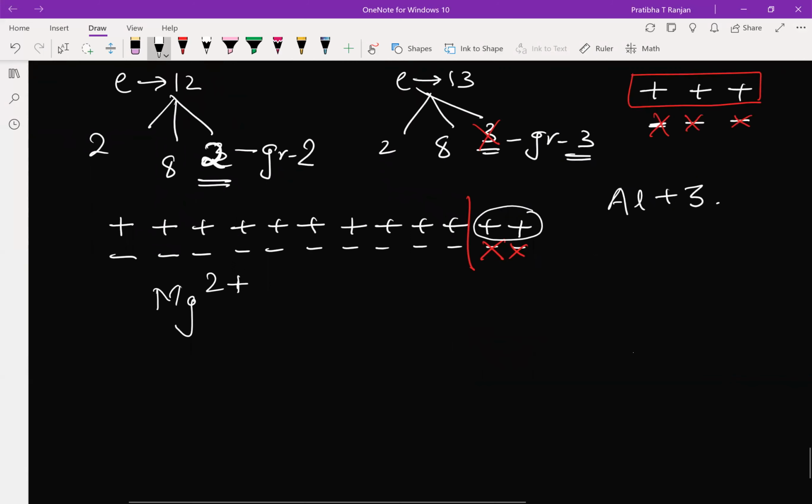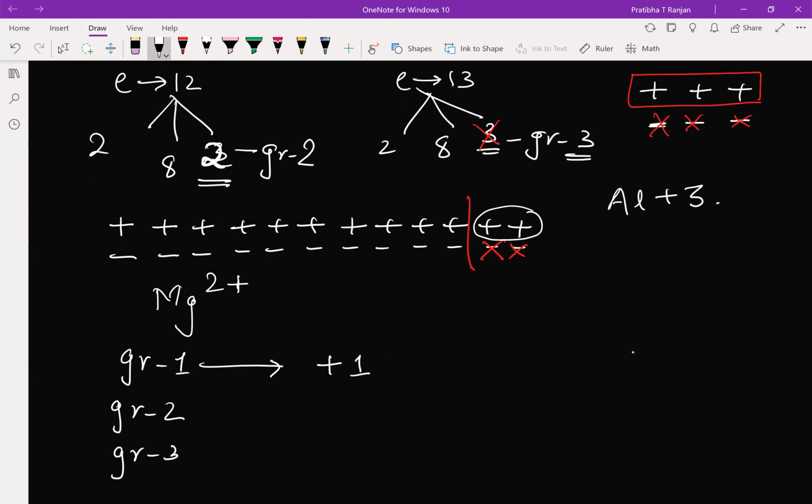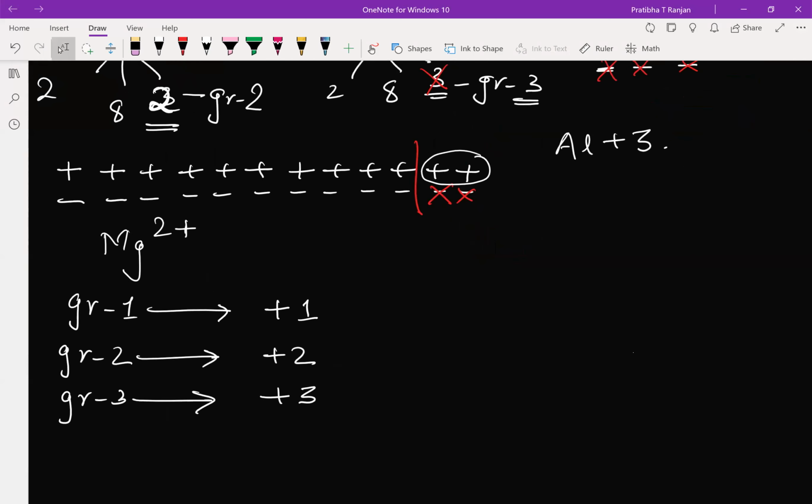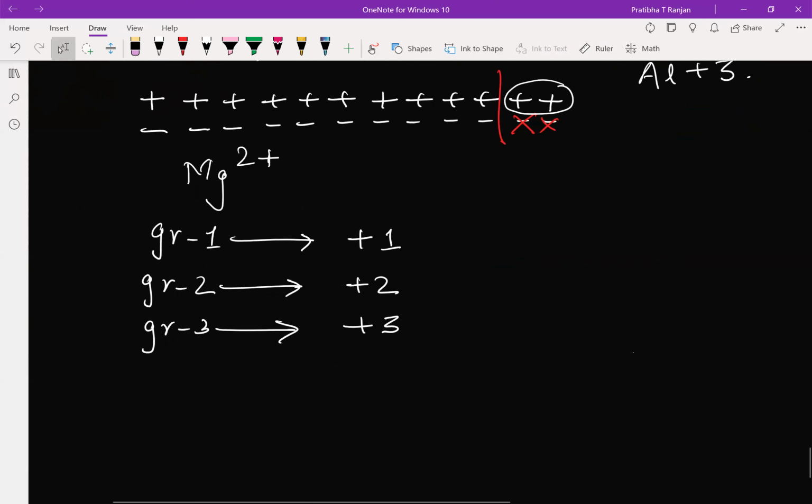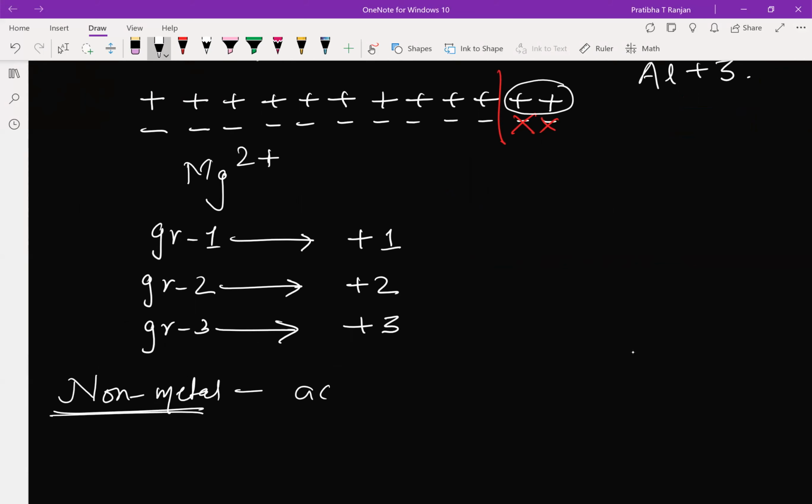Okay. So for group 1, group 2, and group 3, group 1 will develop a plus 1 charge because there is only one electron in the outermost orbit. Group 2 will develop a plus 2 charge and group 3 will develop a plus 3 charge because of the electrons lost. Now let's go back to the non-metal. As I told you, metal is a donor, so non-metal is an acceptor.